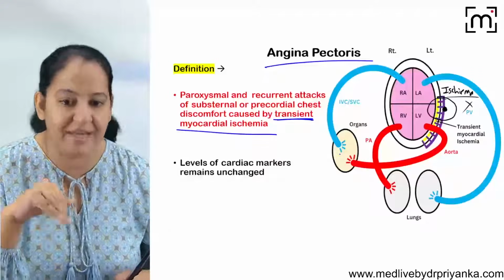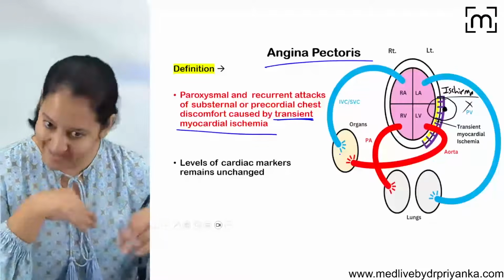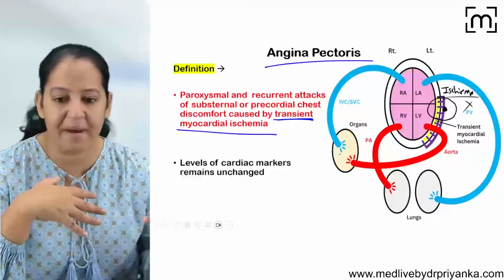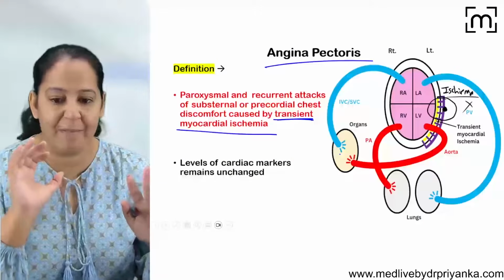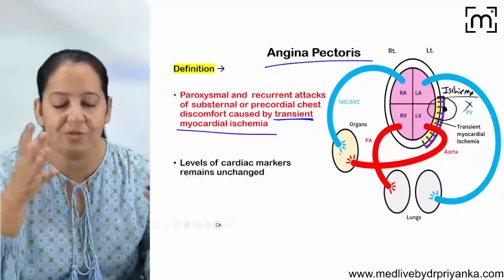If infarction occurs, infarction means cell death, it's necrosis. If infarction occurs, it's MI, my next disease. After angina, I'm going to teach you MI. So in MI also the same thing will happen. In angina as well as in MI, one thing is common, the coronary is obstructed.